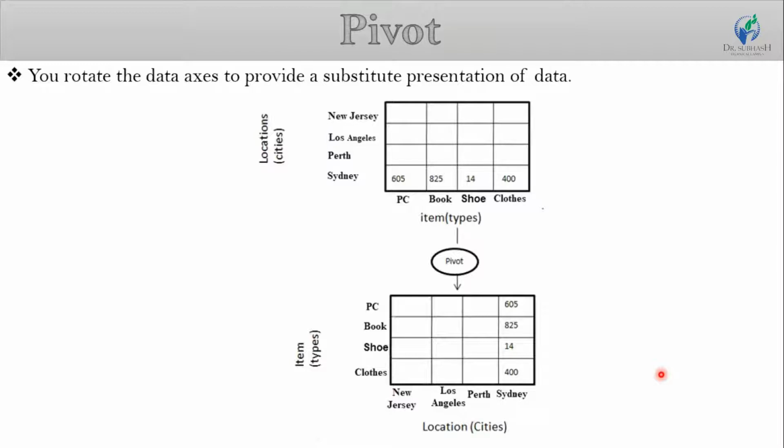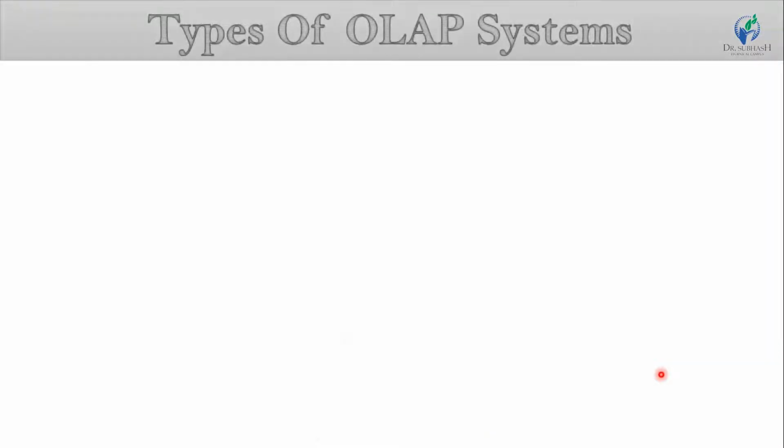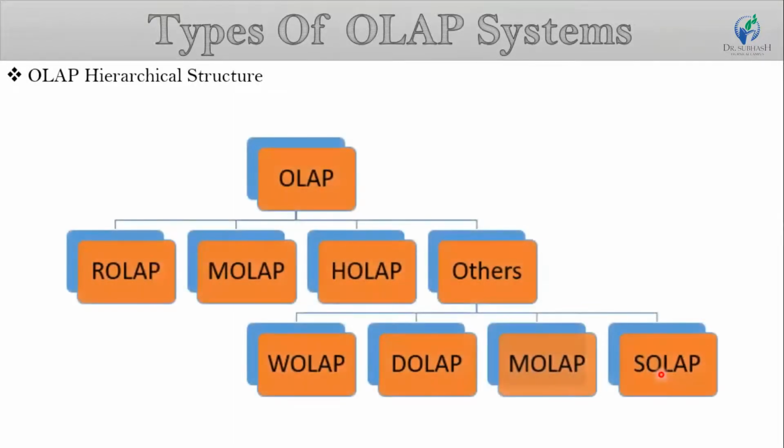Now I discuss the types of OLAP systems, or we can say OLAP hierarchical structures. In this, the main OLAP is divided into ROLAP, MOLAP, HOLAP, and others. Others include WOLAP, DOLAP, MOLAP, and SOLAP. Now I explain all the OLAP types in detail.